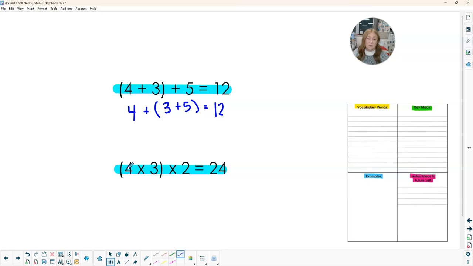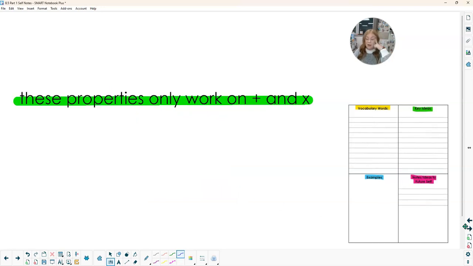And that works with multiplying as well. So in this problem here, 4 times 3 worked together first to make 12, and then they doubled to make 24. But we could have 3 and 2 work together first, and then they could work with the 4. So 3 times 2 is 6, times 4 is still 24. Now we need to remember this only works on multiplication and addition. We cannot flip division and subtraction. These properties only work on addition and multiplication.